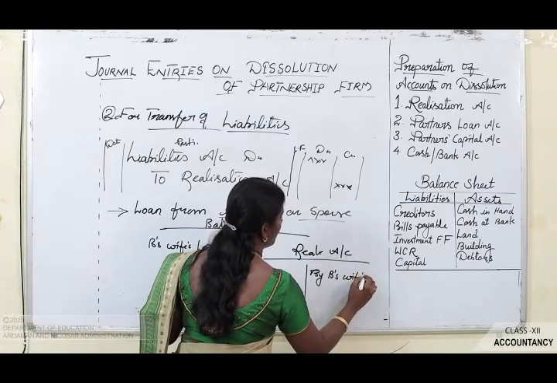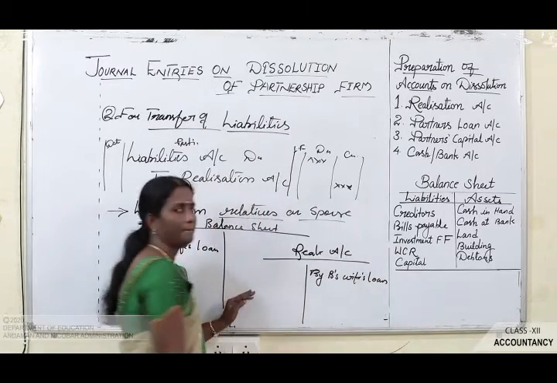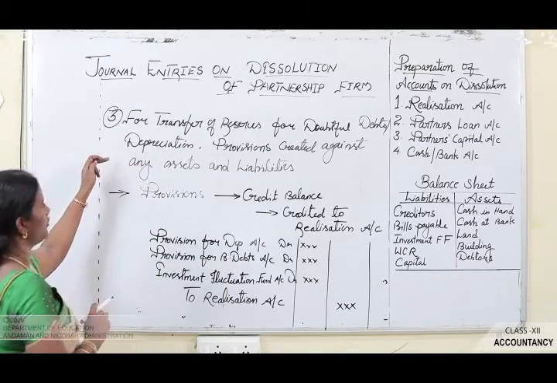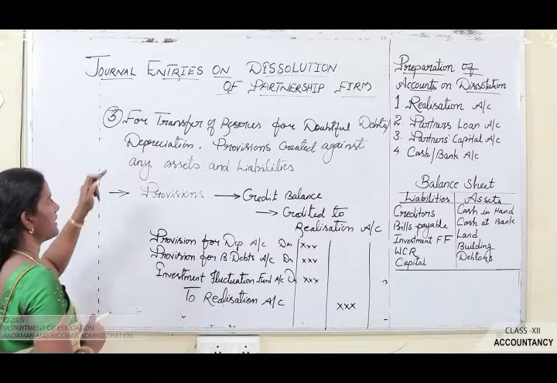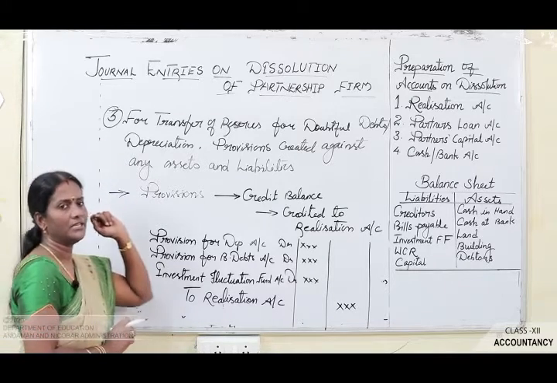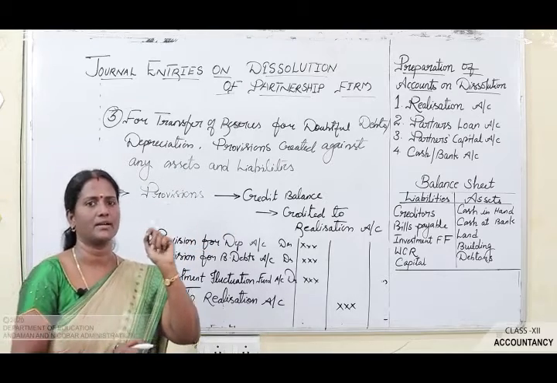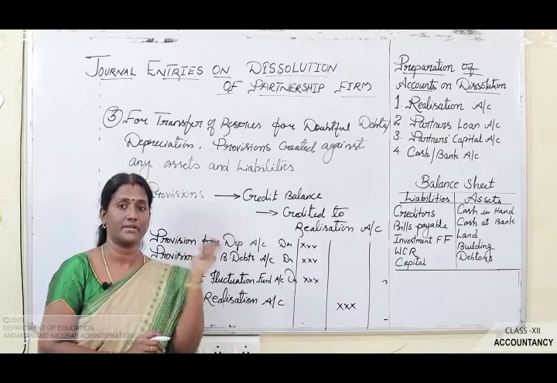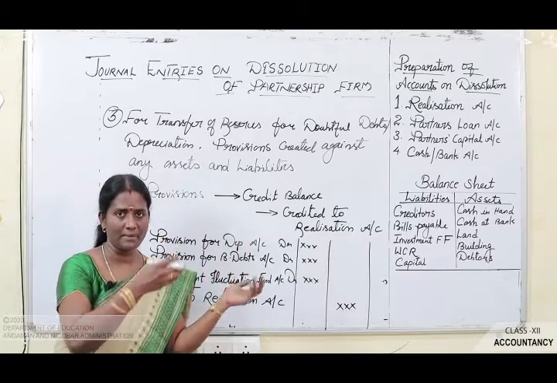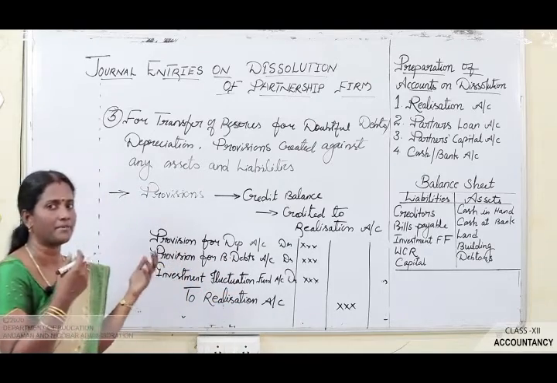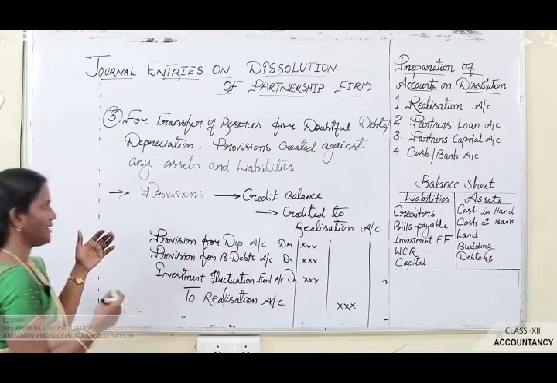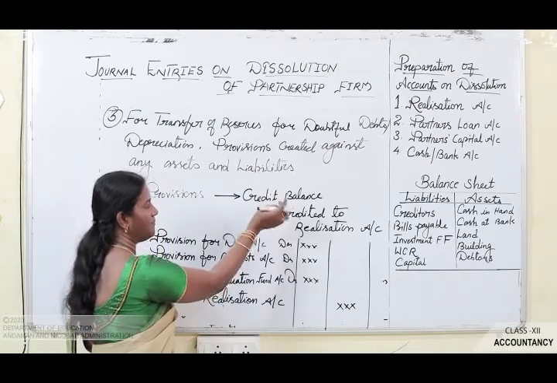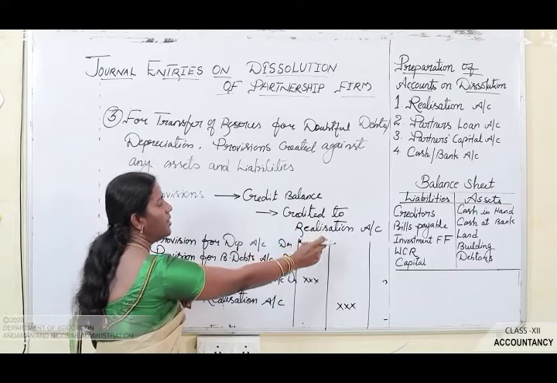by B's wife's loan. Okay students, the next topic is transfer of reserves for doubtful debts, depreciation, provisions created against any assets and liabilities. ठीक है, so you might have seen debtors का provision होता था, bad and doubtful debts हम देखते थे, doubtful debts for creditors हम लोग देखते थे. So जो ये जितने भी provisions हैं या reserves हैं, all those provisions and reserves have to be transferred to realization credit side.